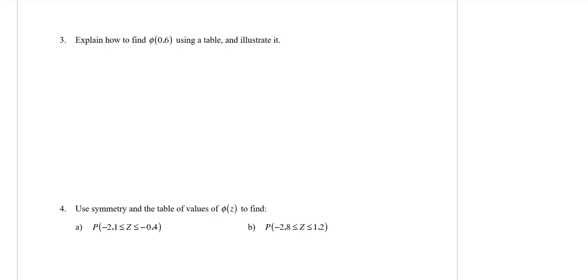Explain how to find phi of 0.6 using a table and illustrate it. Okay, the 0.6 is the Z. So we are going to find in our table the probability that Z is, now when it's written in that form, that's the cumulative. We want everything up to 0.6, which means everything less than or equal to 0.6, all added up together. Okay, that's what that means.